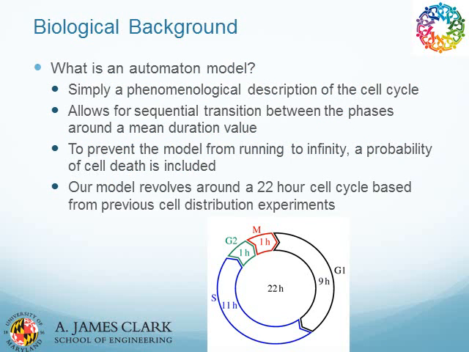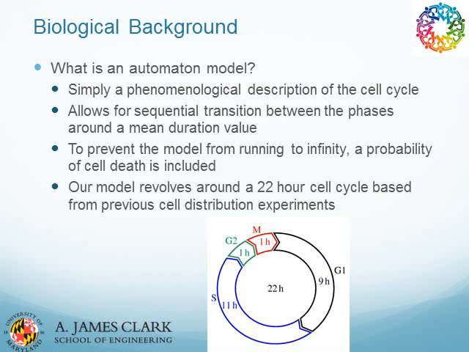So first off, we're going to start with some biological background. Just starting super simple and basic, what exactly is an automaton model? Essentially, it's simply a phenomenological description of the cell cycle. It allows for sequential transitions between the phases around a mean duration, basically the time it takes to transition from one phase to the next. To prevent the model from running to infinity, basically continued cell growth, they induce a probability of cell death.